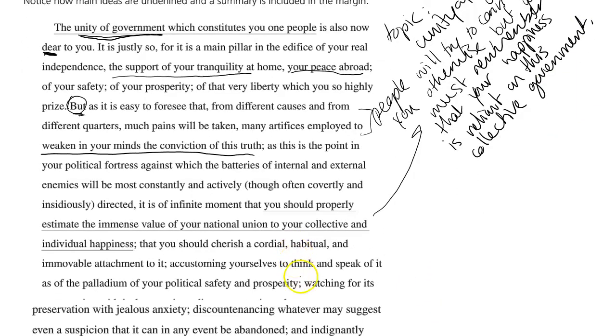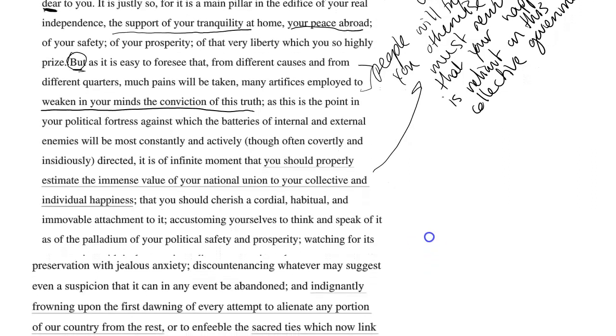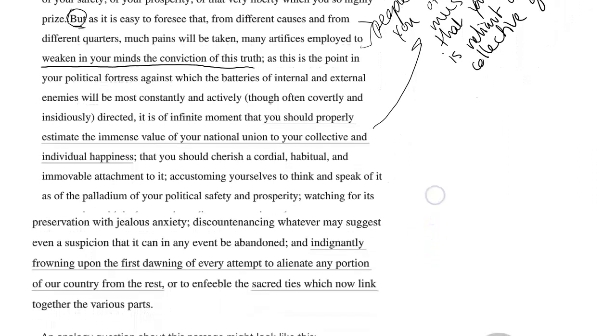That you should cherish a cordial, habitual, and immovable attachment to it, accustoming yourself to think and speak of it as of the palladium of your political safety and prosperity, watching for its preservation with jealous anxiety, discountenancing whatever may suggest even a suspicion that it can in any event be abandoned, and indignantly frowning upon the first dawning of every attempt to alienate any portion of your country from the rest, or to enfeeble the sacred ties which now link together the various parts.